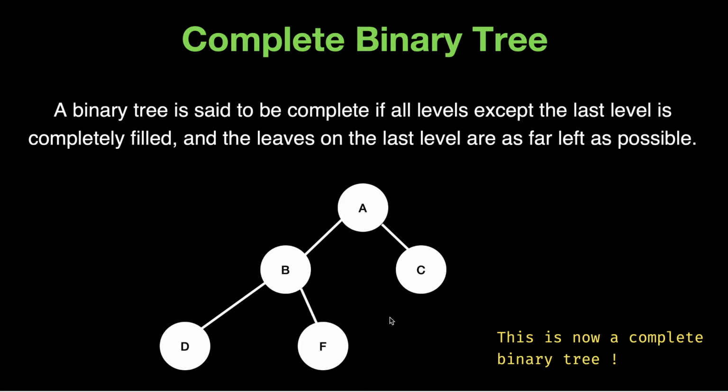But now if we pull that F and insert it as a right child of B, then this is a complete binary tree, because all of the leaf nodes are as far left as possible, and all of the levels except the last level are completely filled.